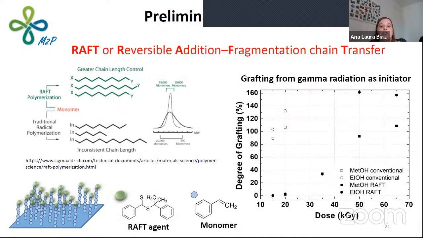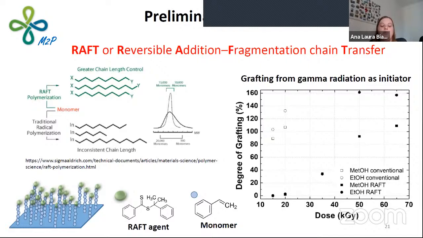So in this last slide, I'm showing a very preliminary result from the postdoc Yasku. She's working with the RAFT technique. And in this case, she adds a RAFT agent with the monomer during the grafting step. And she's supposed to get greater chain length control. So theoretically, the ion conduction will be facilitated among side chains of the same size. In the grafting, as I showed in the previous slides, we don't have this control. So we don't know the size of our side chains.